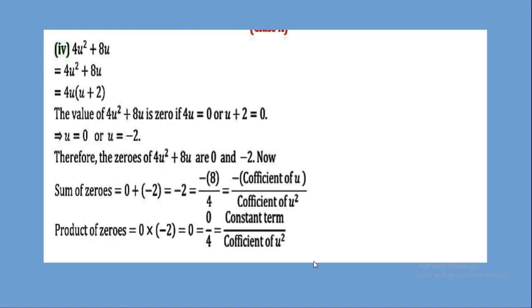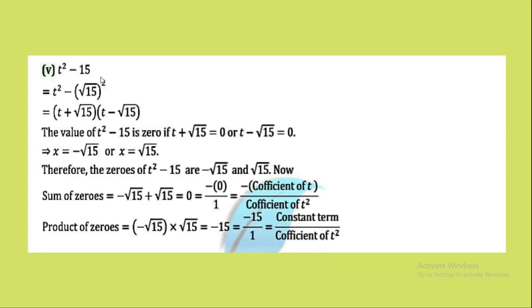Okay, and the next is t square minus 15. Here the constant term is minus 15 and the term of t is not there, so the coefficient of t will be 0 and the coefficient of t square is 1 here.